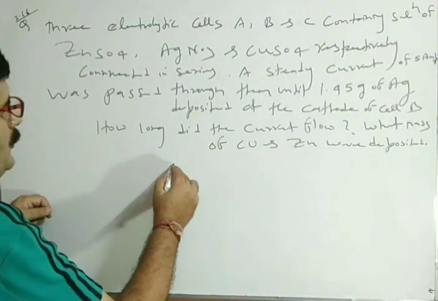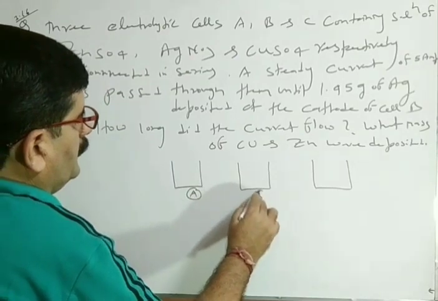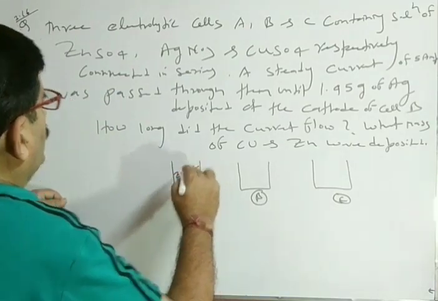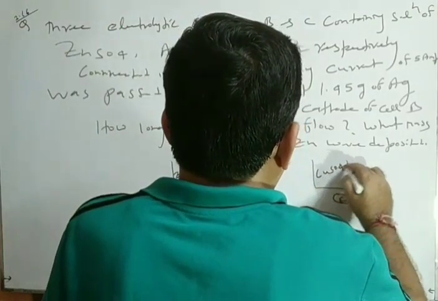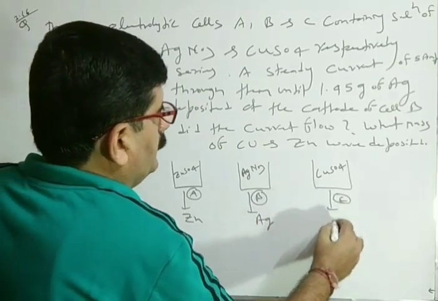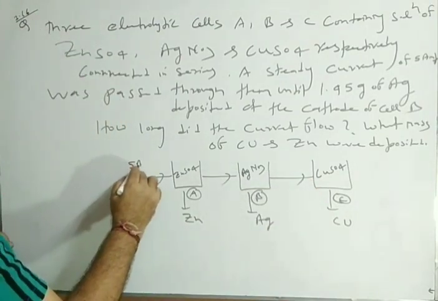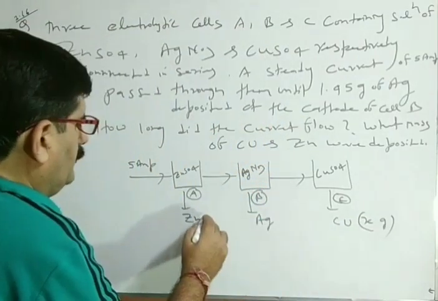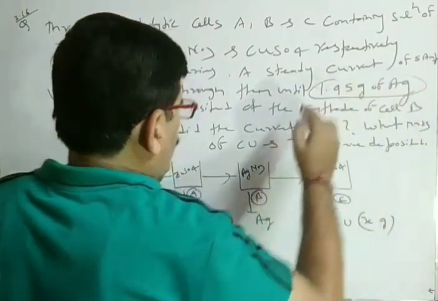According to the question, three electrolytic cells are given: A, B, C. In the first cell, ZnSO4 electrolyte is present. In the second cell, silver nitrate electrolyte is present. And in cell C, CuSO4 electrolyte is present. This deposits zinc, this deposits silver, and this deposits copper, when the same current is supplied, that is 5 ampere. Suppose the weight of copper deposited is x gram, zinc y gram, and the weight of silver is given, that is 1.45 gram.